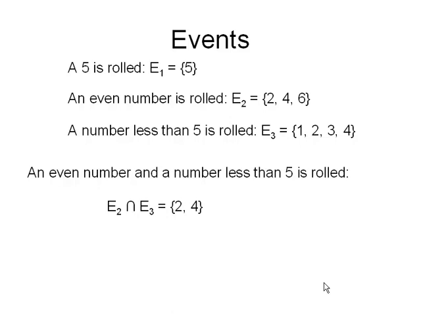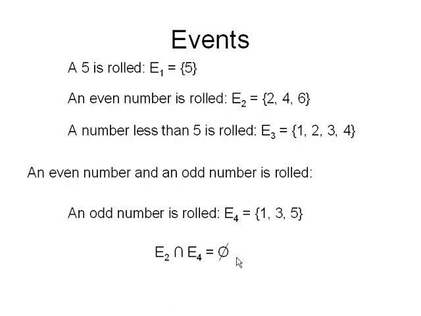If I talk about an even number and a number less than 5 is rolled, now I'm talking about and, so I'm doing intersection. That would be E2 intersected with E3. And when I take E2 and intersect it with E3, we see what's in common there is 2 and 4. And notice that both of those numbers are even numbers and they're less than 5 and still in the sample space.